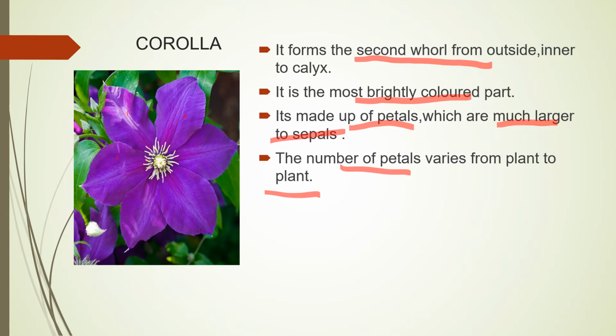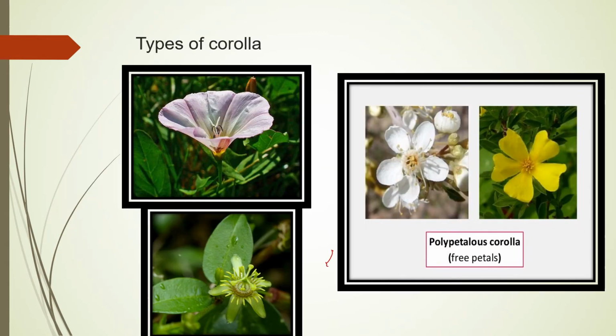Now we will see in the next slide what are the different types of corolla. The first type is called the sepaloid petals. What is sepaloid petals? The petals found here are green in color. So the petals are also green. Here you can see the petals are also green. So it is called a sepaloid petal. Is it clear?